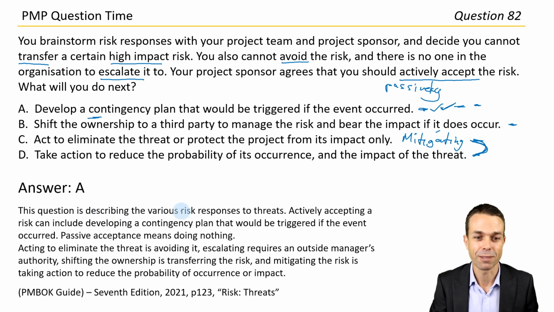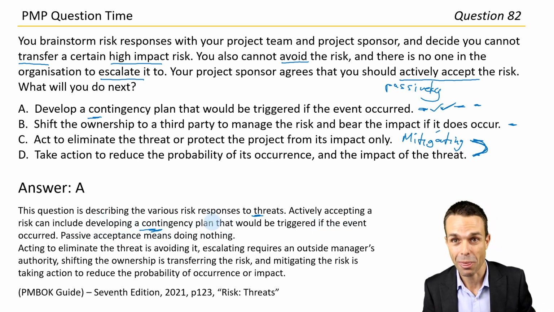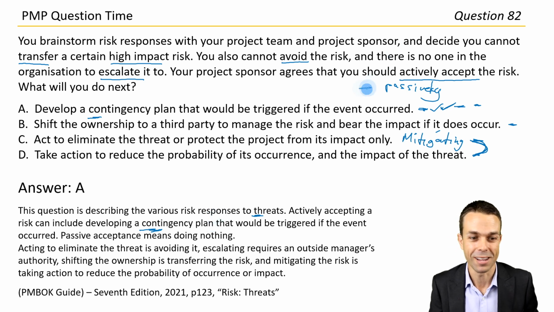This question is describing the various risk responses to threats. Actively accepting a risk can include developing a contingency plan, which is exactly what we were doing, that would be triggered if the event occurred. Passive acceptance means just accepting it and doing nothing. Okay, so that's the difference up there.